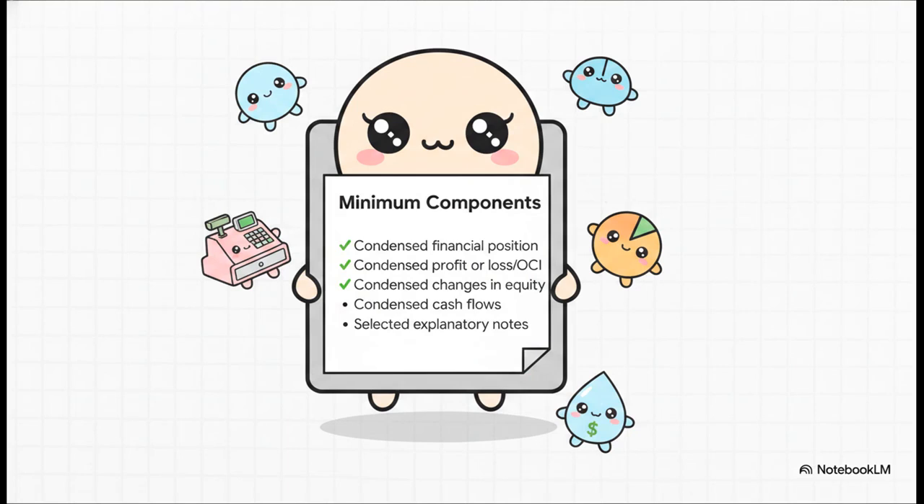If you do go that condensed route, you've got to include a specific set of minimum components. We're talking a condensed statement of financial position, condensed profit or loss and other comprehensive income, condensed changes in equity, and condensed cash flows. Oh, and you can't forget those selected explanatory notes. Plus, if your entity falls under IAS 33, you also need to present basic and diluted earnings per share.